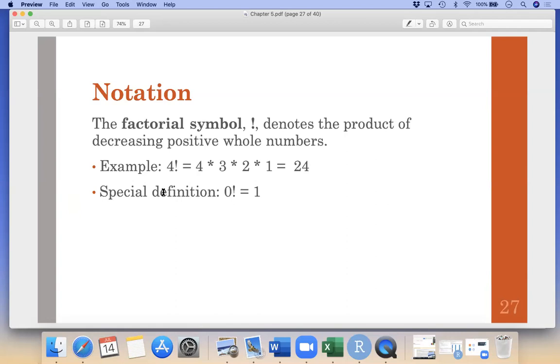Then there is a special definition, the factorial of 0. Actually there is no meaning, that's why we have a definition. Definition means we have to accept, okay, we cannot argue. So it's a definition. 0 factorial is 1. Very special thing, please remember. 1 factorial is 1, it's correct, but 0 factorial is also 1. You have to remember this, okay.